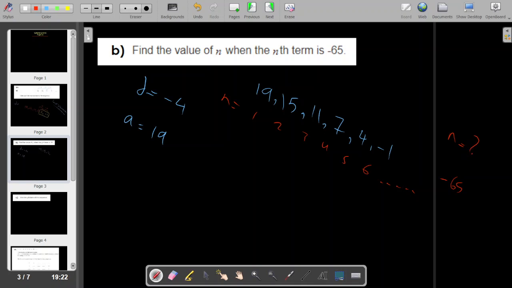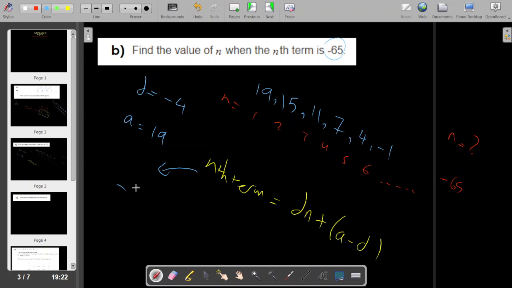The easy way to do it is to discover the nth term. You remember we said that the nth term could be found by doing D multiplied by n plus A minus D. That's the equation, okay? So when you try to apply it, you're gonna use everything that you have. So you're gonna replace the nth term, because the nth term you have here, which is gonna be minus 65. So minus 65 is gonna be equal to what?